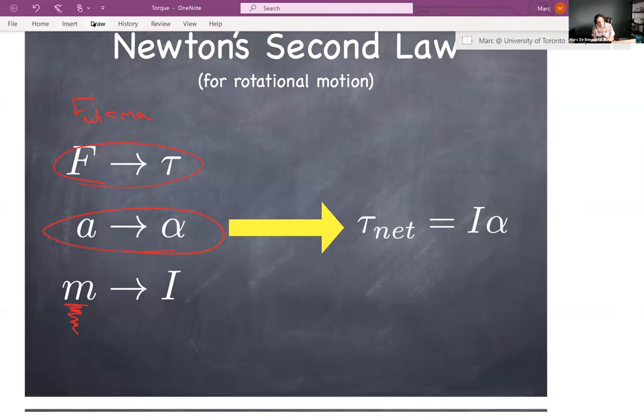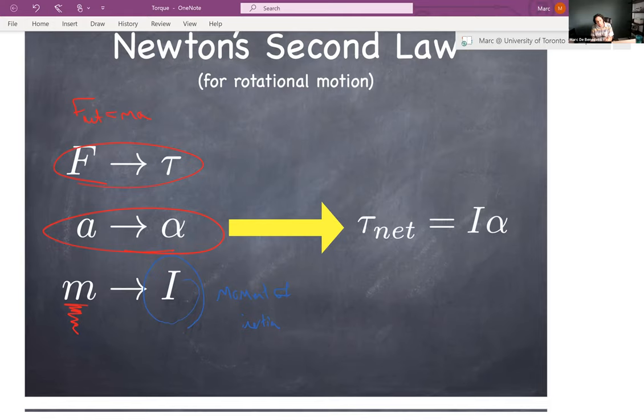So we actually have this new notion. It's the rotational equivalent of mass. We call it the rotational inertia, or I. Sometimes it's called the moment of inertia. We will come back to this a little bit later, but I want you to realize that mass is for translational motion, and it does not accurately reflect an object's ability to resist changes in rotational motion.